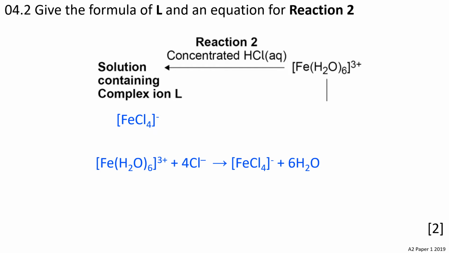The reaction is simply a case of, if you know what the reactant is and you know what the product is, we just need to balance for the ligands, and so we add 4 of those chloride ligands on the left hand side, and they are replaced or substituted, and the H2O ligands are also there on the right hand side, showing that they've been substituted.